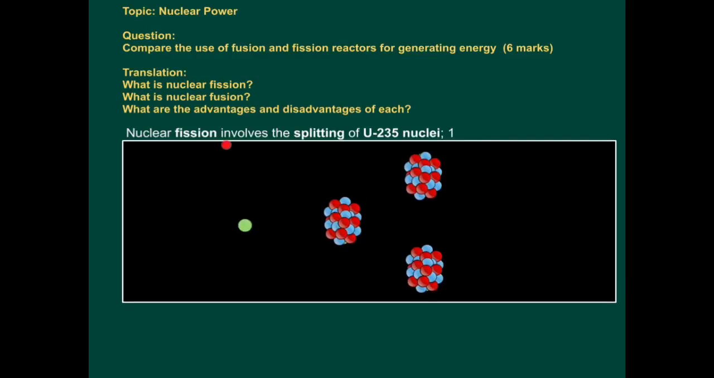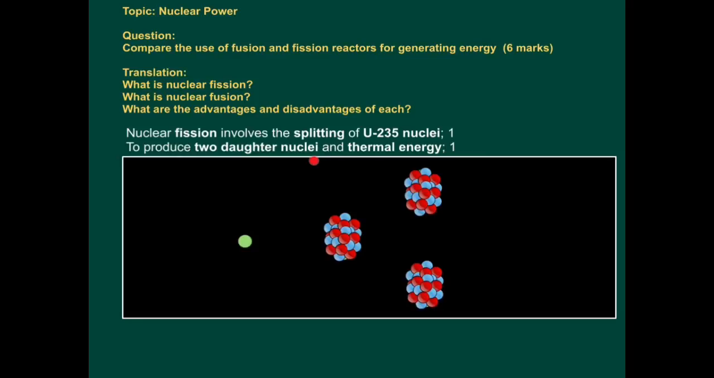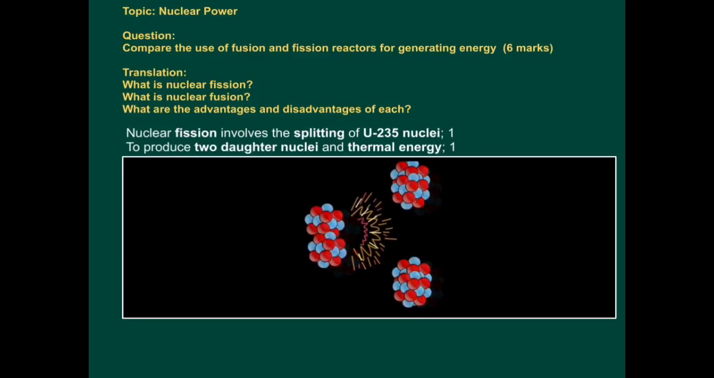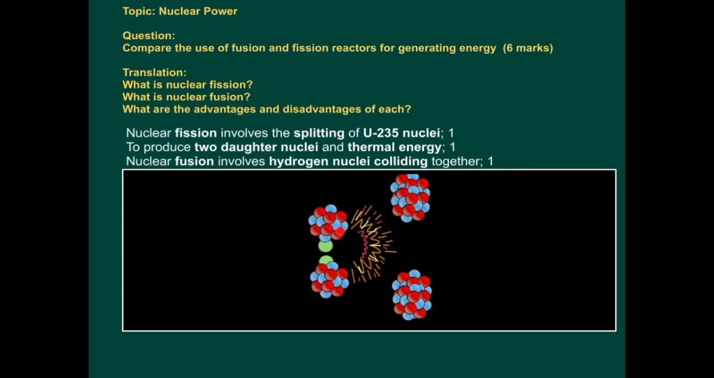Firstly, nuclear fission involves the splitting of uranium-235 nuclei. You can write that. To produce 2 daughter nuclei and thermal energy. So that's how it works. This summarizes nuclear fission. So you can see that here. Neutrons bombarding into uranium nuclei, they become unstable, they split and release thermal energy. So these are the smaller daughter nuclei resulting from the uranium nucleus splitting, and here's the thermal energy. You also get neutrons which basically fire outwards as well and continue the reaction, causing a chain reaction, but you don't need to go into that level of detail here.